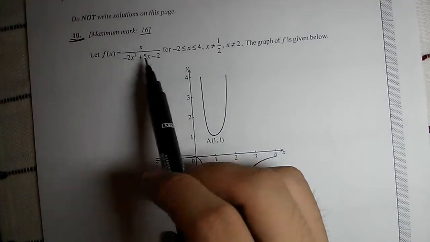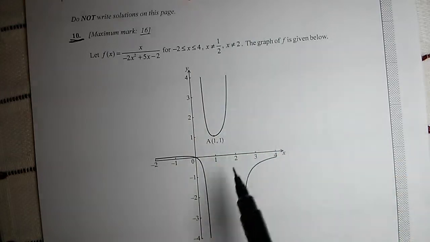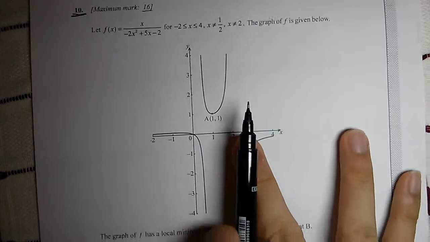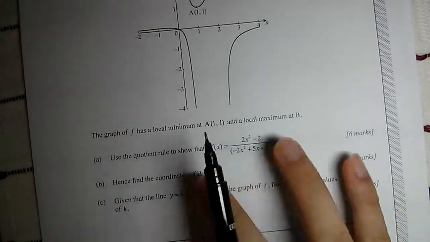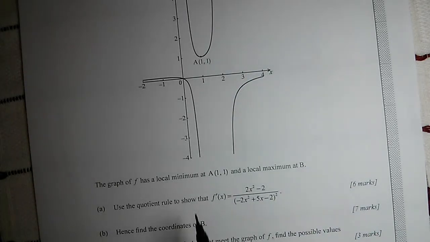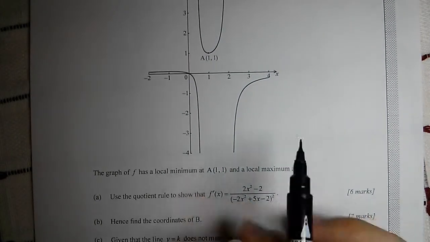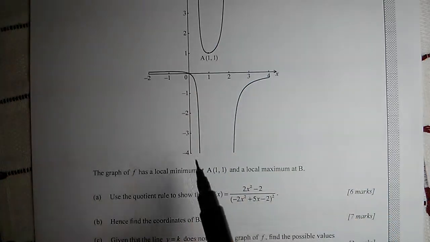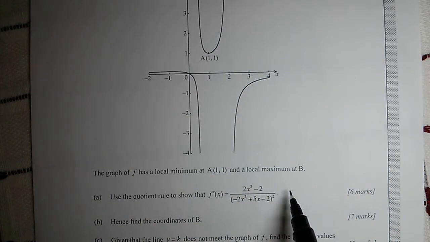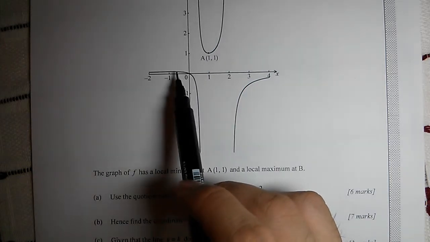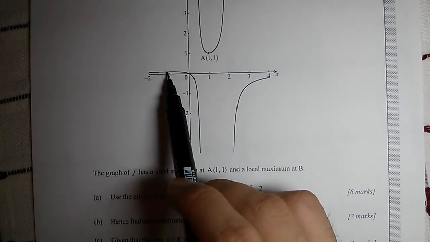So f(x), they give you a function, it's a fraction. They give you the graph even. It would tell you that the graph has a local minimum at A equals 1, 1. So that's this point. And the maximum at B, you kind of don't know where B is, but it's probably roughly here.